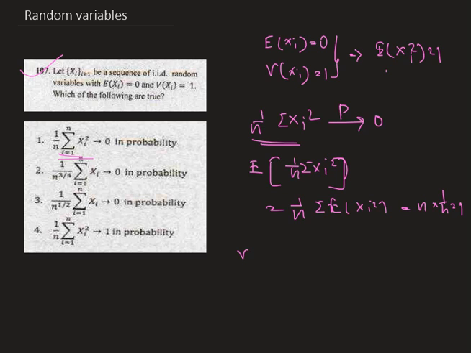And the variance of 1 by n sum over Xi squared is nothing but variance of Xi squared divided by n, which tends to 0 as n tends to infinity. But as the expected value is not 0, therefore we can say that this option is wrong. Hence this statistic doesn't converge to 0.